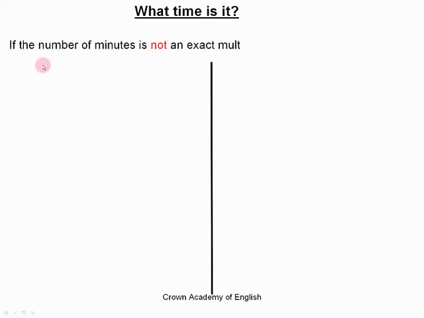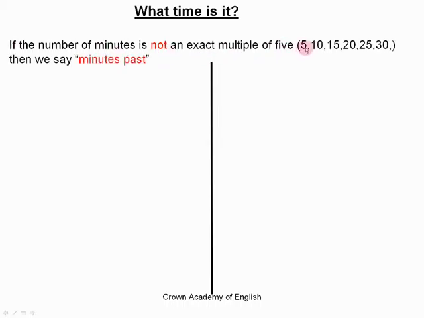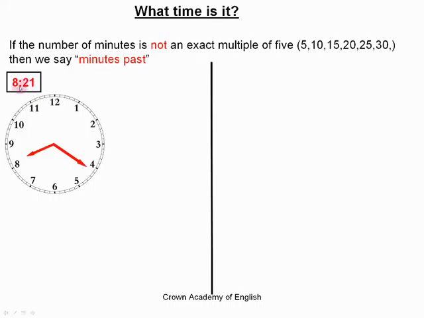Now a special rule. If the number of minutes is not an exact multiple of 5, so here are the multiples of 5, 5, 10, 15, 20, 25, 30, then we say minutes past. Let me show you. So here it is 8:21. Okay? It is not 8:20 and it is not 8:25. It is between the two. It is 21. So in this special case we have to say minutes past. It's 21 minutes past 8.